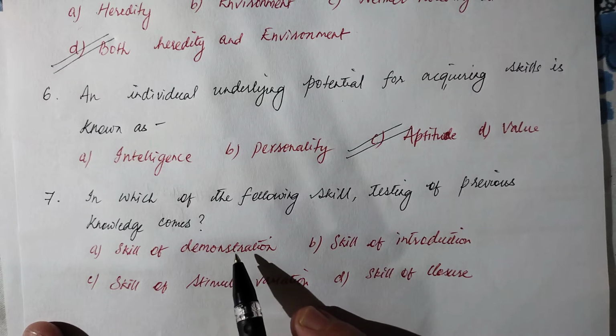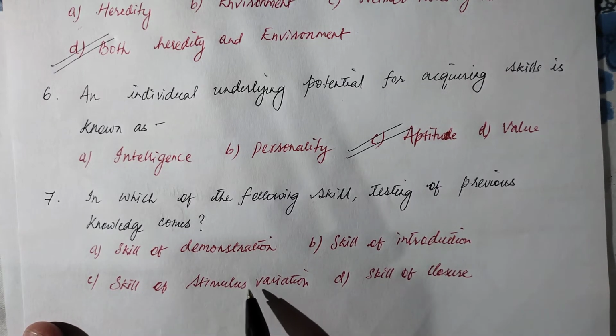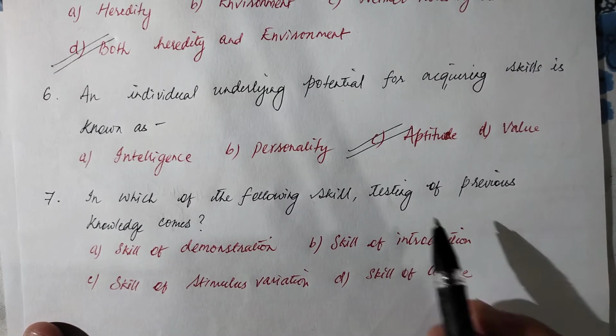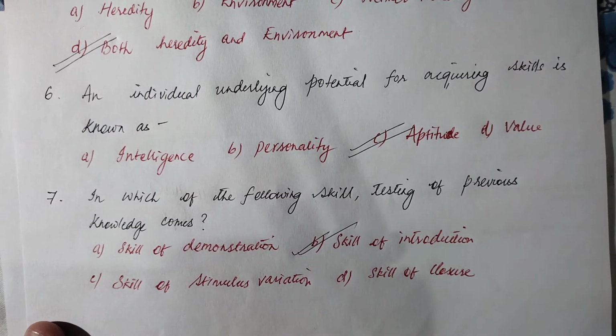7. In which of the following skill testing of previous knowledge comes? A. Skill of demonstration, B. Skill of introduction, C. Skill of stimulus variation, D. Skill of closure. Kani testing of previous knowledge comes kani under the skill of introduction.